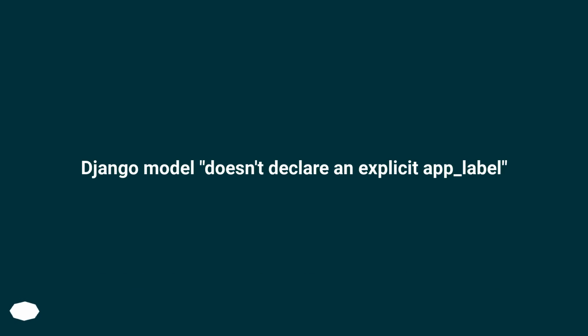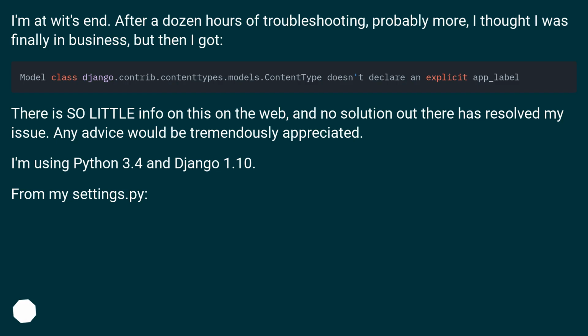Django model doesn't declare an explicit app_label. I'm at wit's end. After a dozen hours of troubleshooting, probably more, I thought I was finally in business, but then I got this. There is so little info on this on the web, and no solution out there has resolved my issue. Any advice would be tremendously appreciated.